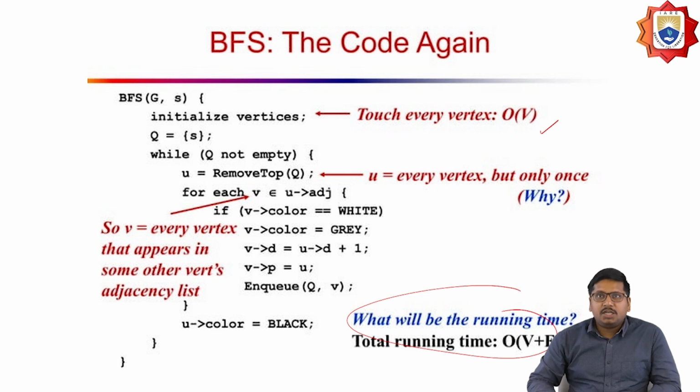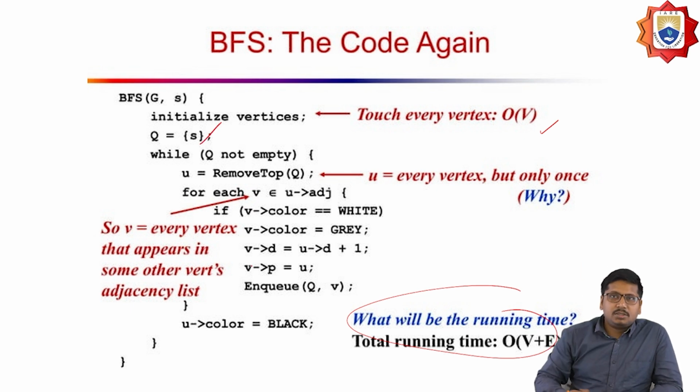BFS: initialize the vertices, then put the starting source node into the queue. While the queue is not empty, I have to repeat this. Remove the top element, and for each element, I have to identify whether it is adjacent. If it is adjacent, make its color from white to gray. Once it is visited, then I have to make it black.